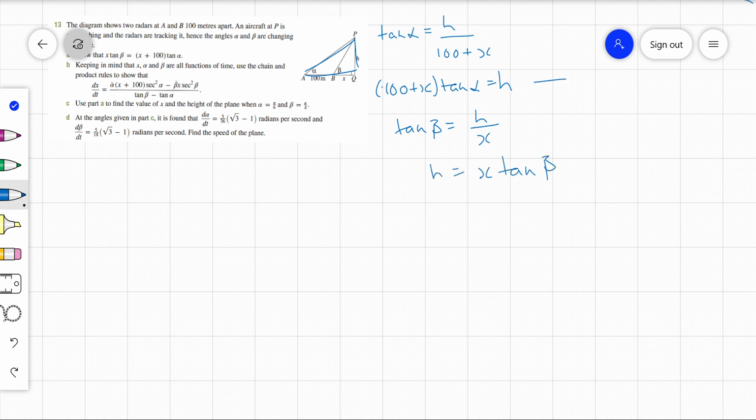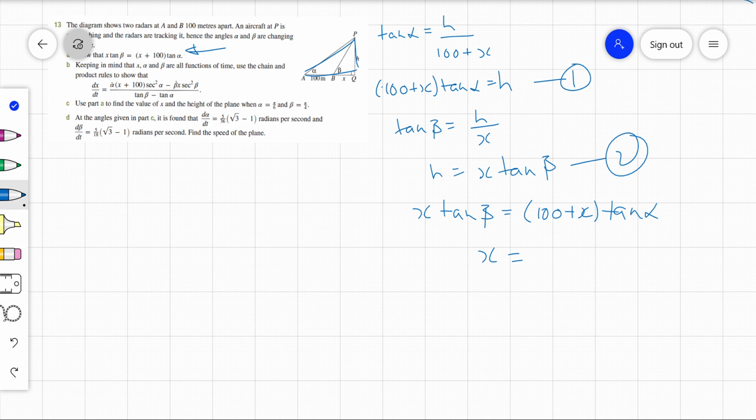They're both equal to h, so let's make them equal to each other, and then we'll have x tan beta equaling (100 plus x) tan alpha. So if I make x the subject, I'm going to get, okay, so that gives you that.